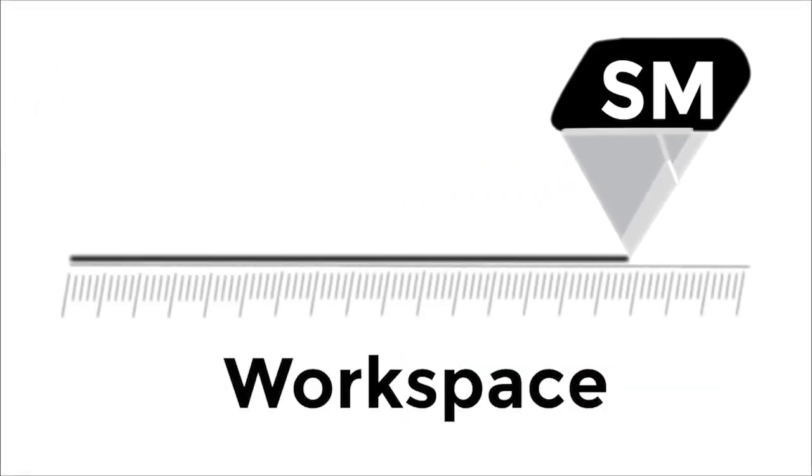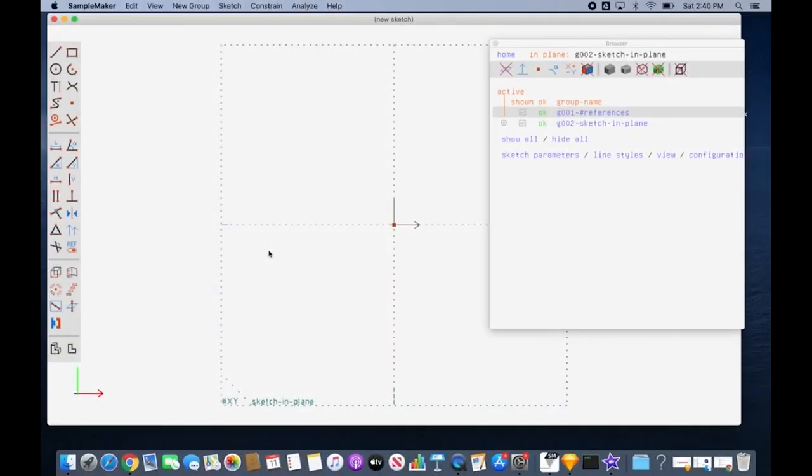In this first video of Sample Maker CAD, I'm going to explain the workspace inside of Sample Maker. So you'll notice I have an X and Y coordinate system on the screen. So you can see the X and Y axis. The origin point, there's not an actual point there, but the system knows where it's at.